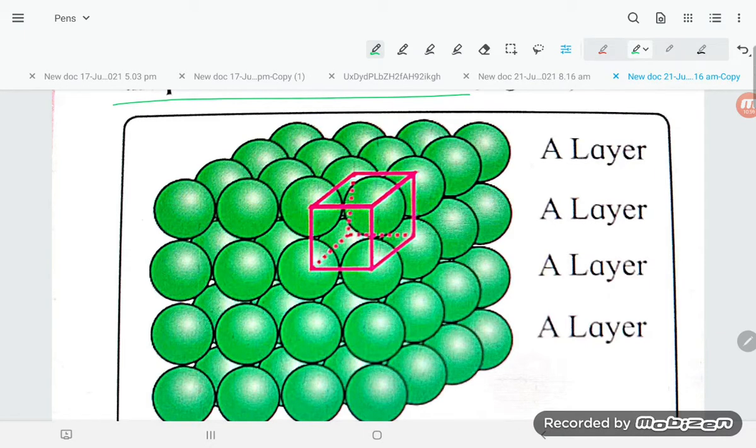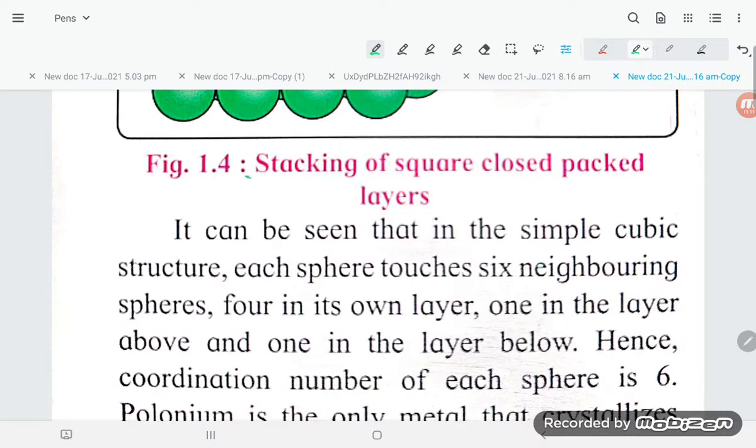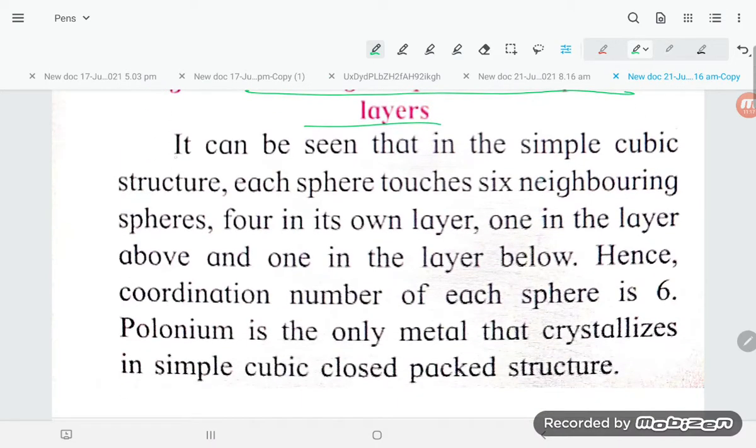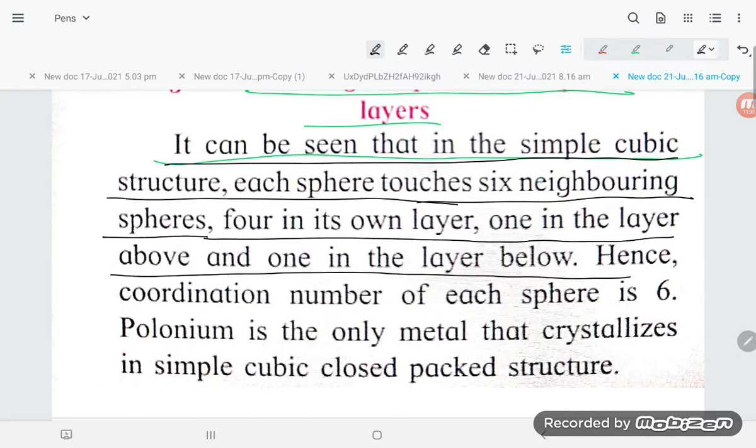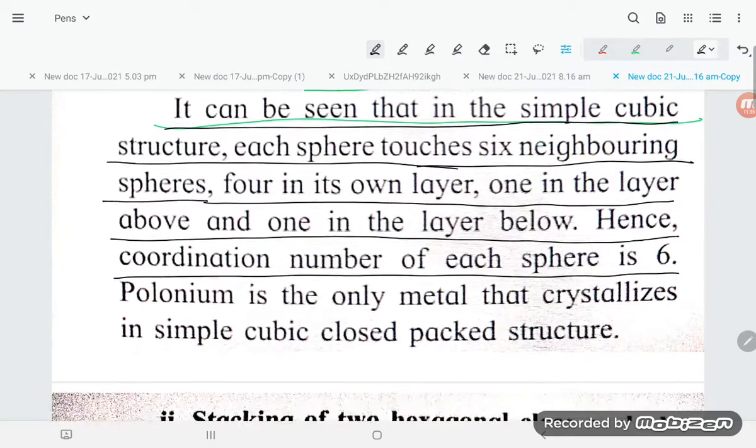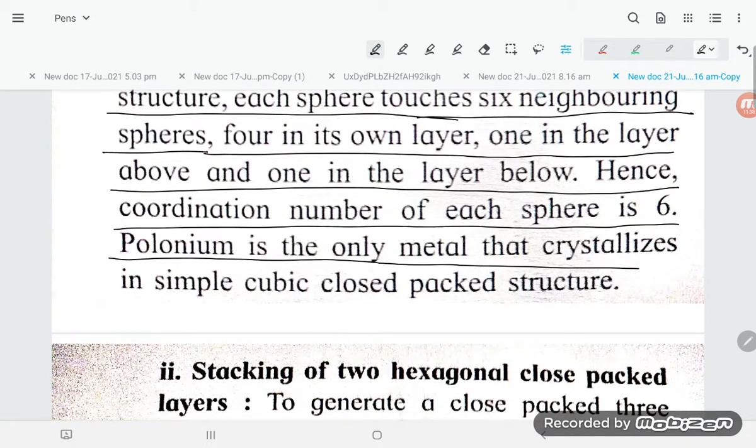So this is what you got, students, the corner atoms. You got the primitive unit cell. This is the primitive unit. So this is the structure. It can be seen that in the simple cubic structure, each sphere touches 6 neighboring spheres, 4 in its own layer, 1 in the layer above and 1 in the layer below. Hence the coordination number of each sphere is 6. Polonium is the only metal that crystallizes in the simple cubic structure.